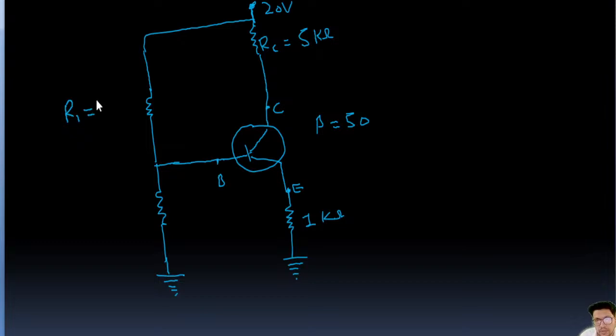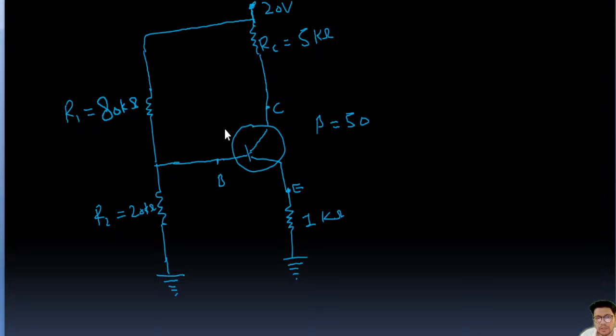R1, the value is 80 kilo ohm, and this is R2, the value is 20 kilo ohm. 80 kilo ohm, okay, and this is 5 kilo ohm. Yes, this is the figure which is given, okay.